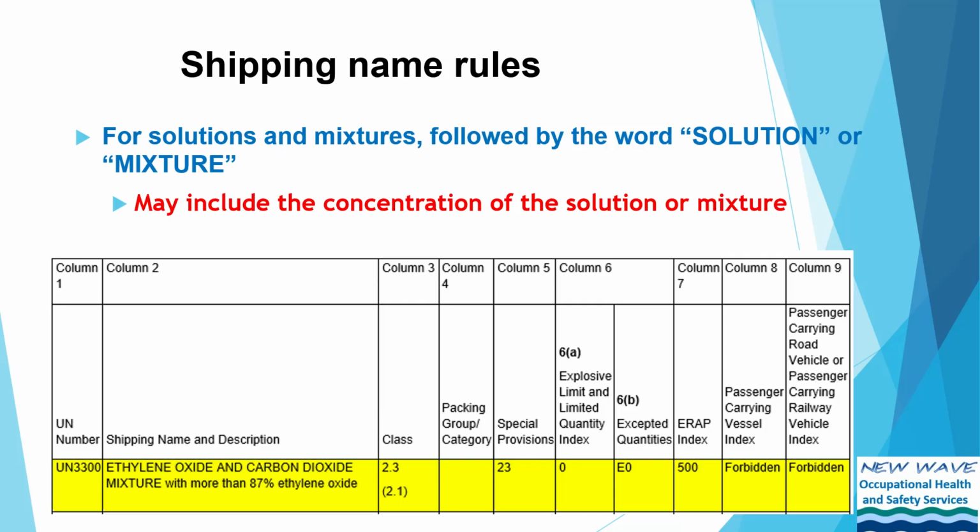For solutions and mixtures, one writes the shipping name followed by the words solution or mixture, and may include the concentration of the solution or mixture. For example, ethylene oxide and carbon dioxide mixture with more than 87% ethylene oxide, as illustrated on the slide. Here, ethylene oxide is a gas used to sterilize hospital equipment.